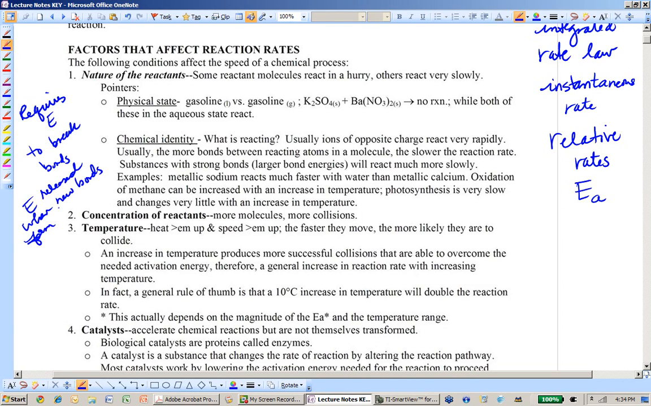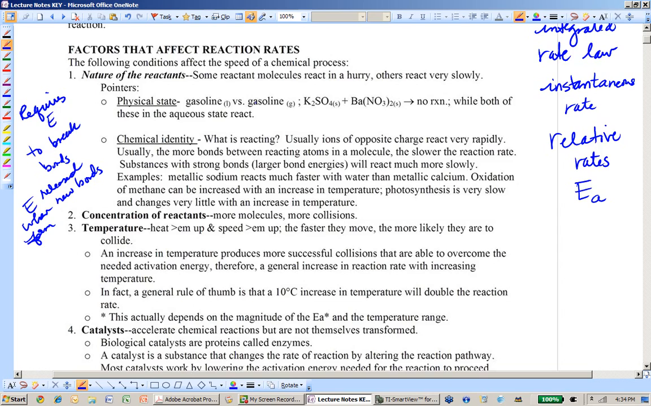In this chapter we're solely focused on rate, but don't think for one minute that those energy concepts aren't still important. We're just going to spare you some calculations with them. So that's the best news I'm going to tell you in the next hour. Okay, so some reactant molecules react in a hurry, others react very slowly, but physical state plays a part.